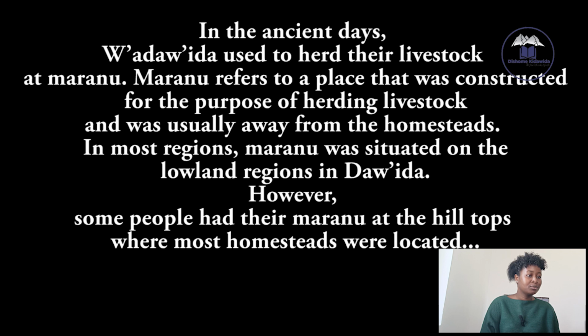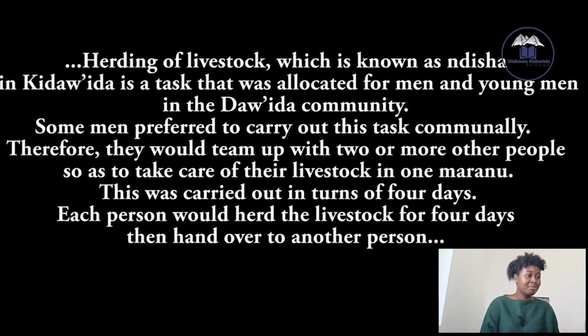Herding of livestock, which is known as Ndisha in Kidawida, is a task that was allocated for men and young men in the Kidawida community. Some men preferred to carry out this task communally. Therefore, they would team up with 2 or more other people so as to take care of their livestock in one Maranu. This was carried out in turns of 4 days. Each person would herd the livestock for 4 days, then hand over to another person.